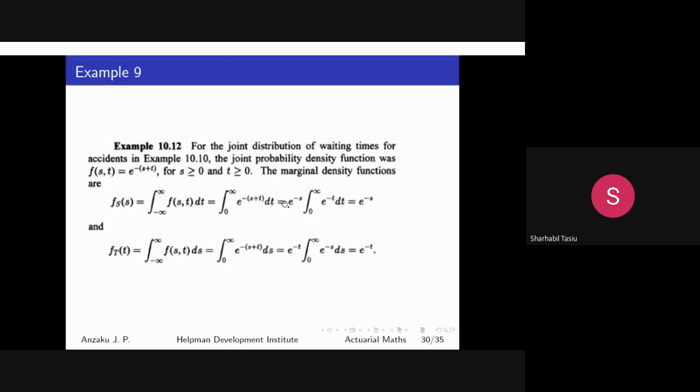Since we are integrating over the range of t, e to the power of minus s is a constant, so we can factor it out and integrate over the interval of t, because here we have e to the power of minus t. So when we integrate e to the power of minus t dt, this gives us e to the power of minus s. Likewise, when we do the same thing for this, we get e to the power of minus t.